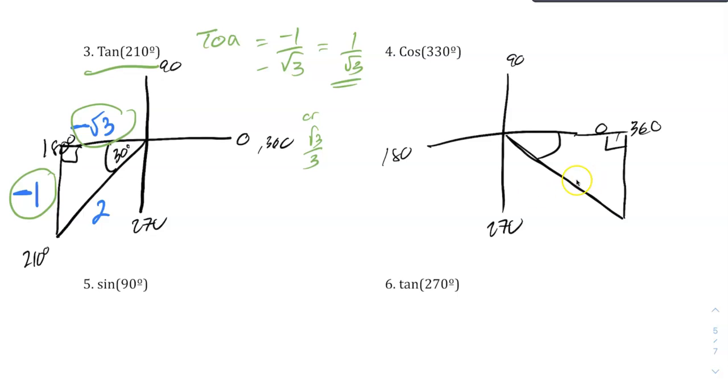There's our angle, right? Reference angle is always the inside one. Keep in mind, we always go to the x-axis. This was 330. Right, we went all the way around to 330. So 330, 360. How far apart are they? They're 30 degrees apart.